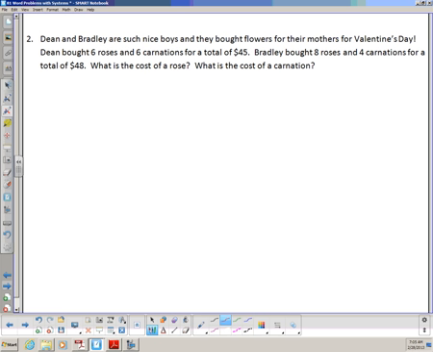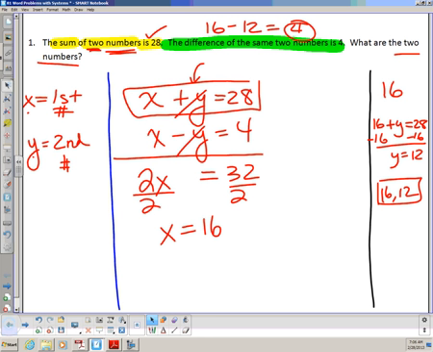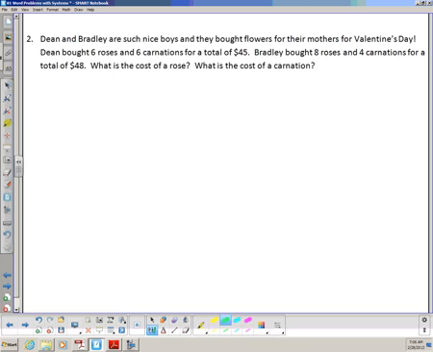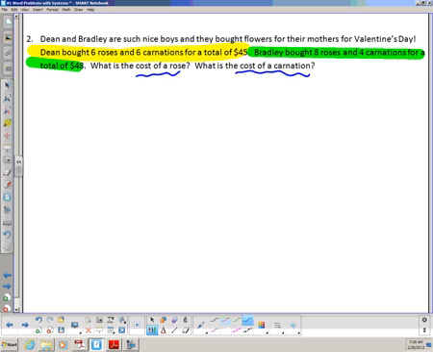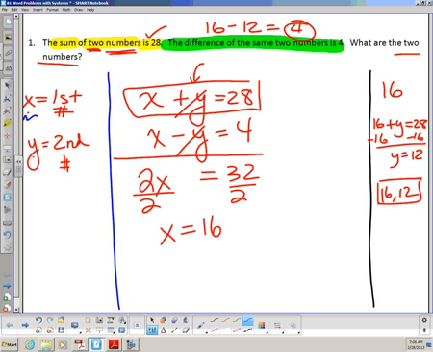Again, similarly to problem 1, we were given two facts, the yellow fact and the green fact. We're given that same situation here. We're given this yellow fact: Dean bought 6 roses and 6 carnations for a total of $45. And Bradley bought 8 roses, whoops, sorry, I meant to do that in green, Bradley bought 8 roses and 4 carnations for a total of $48. And we're talking about two different objects, the cost of a rose and the cost of a carnation. Similarly, as in the first problem, we were talking about two different numbers.